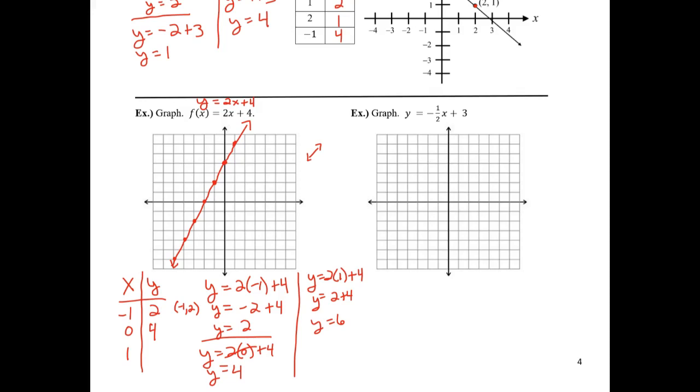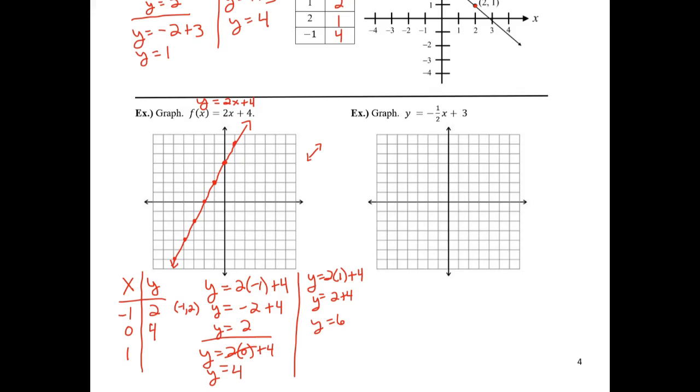Now let's look at this one on the right. This one has a fraction. And as I mentioned before, I don't want to have to graph fractions on this. I want to graph nice whole numbers. Now, fractions are possible solutions, but for graphing purposes by hand, it's just easier to graph whole numbers.